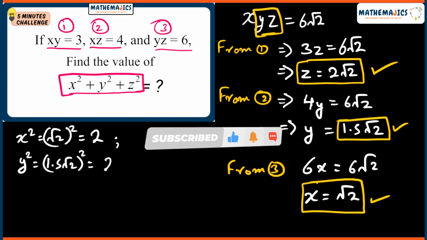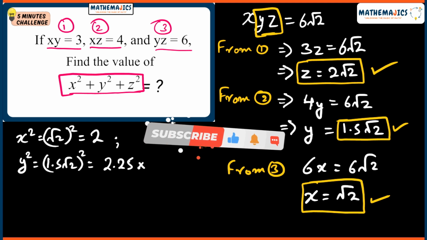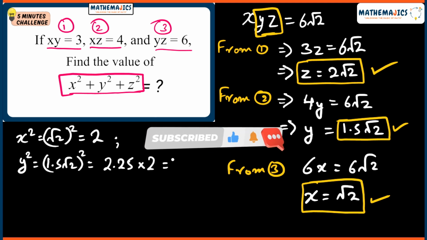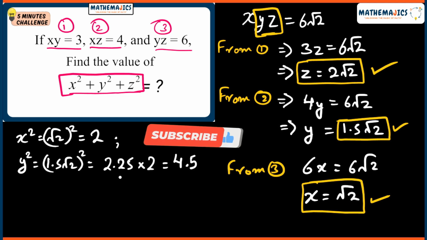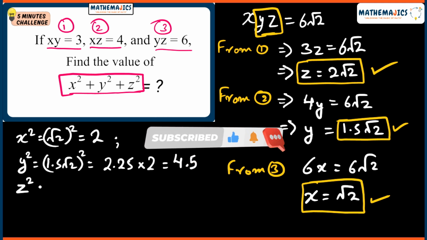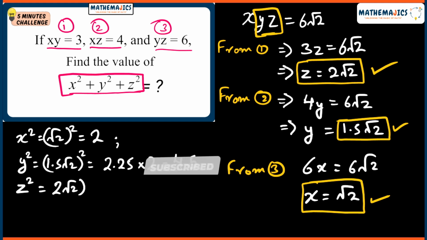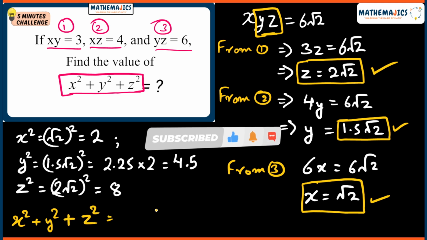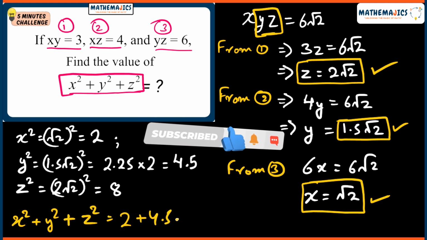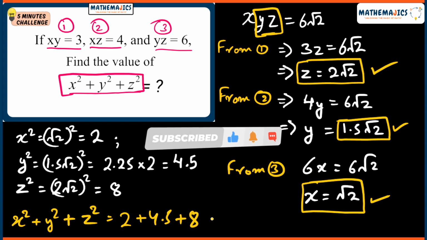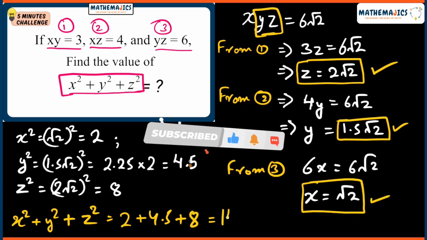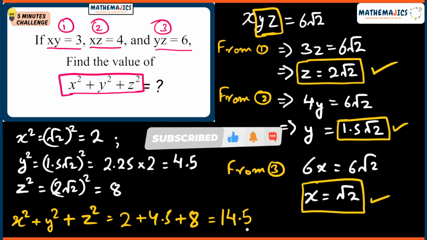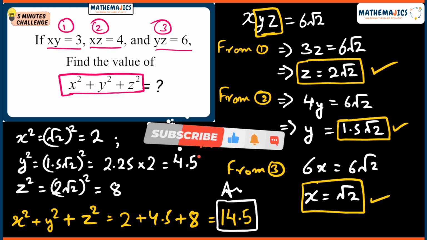This will give us 2.25 times 2, which will give us 4.5. Similarly, we can find z square. z square will be 2 root 2 whole square, which will be 8. Correct? Now, the final answer, that is x square plus y square plus z square, is 2 plus 4.5 plus 8, which will give us the final answer as 14.5. This will be our final answer, 14.5.